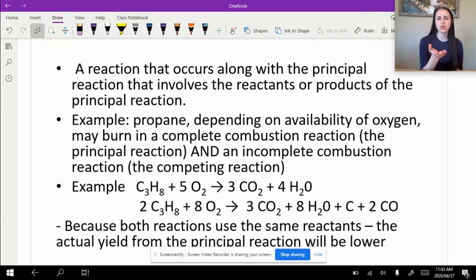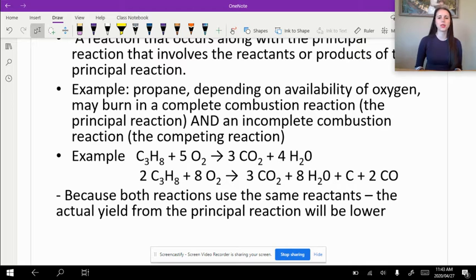So we've actually given you an example for propane here, if you want to look on your screen, and you can see that at the same time, there's both incomplete and complete combustion. This is an example of a competing reaction. So if you're trying to measure the amount of carbon dioxide produced, you might get a lower number than you expect because some of that carbon is actually going towards forming carbon monoxide. So as much as I might want to make sure that all my cookie batter turns into cookies, sometimes some of that cookie batter turns into a snack for me, right?